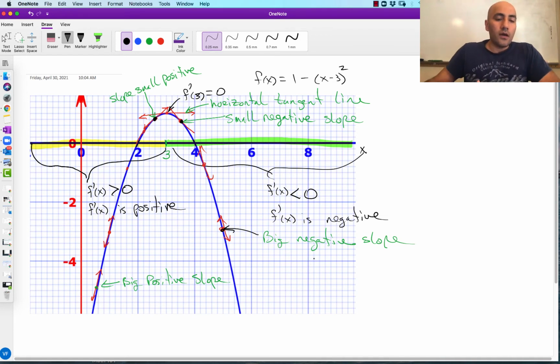Okay, so what we want to get out of this is that whenever the first derivative is positive, the first derivative is greater than 0, look what's happening to our underlying function. Our underlying function is increasing. Right? It's getting bigger. So when f prime of x is greater than 0, what I can conclude is that the original function f of x is increasing.